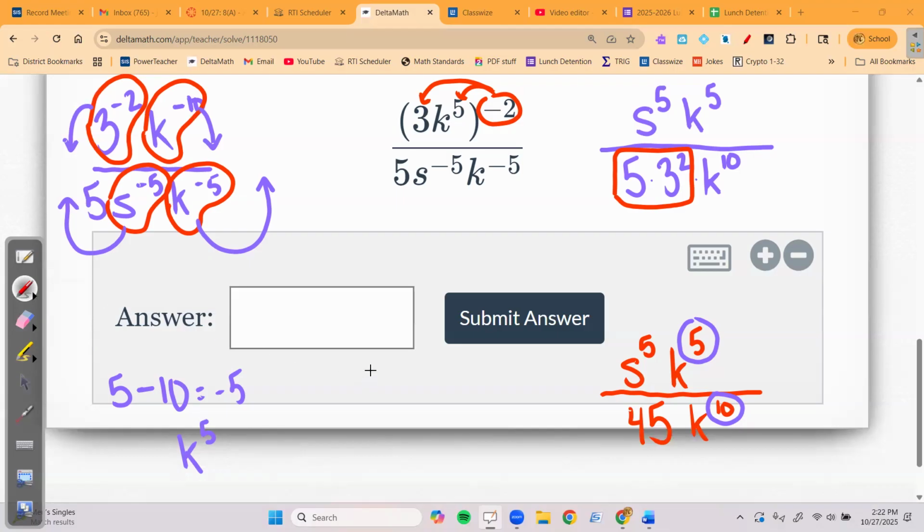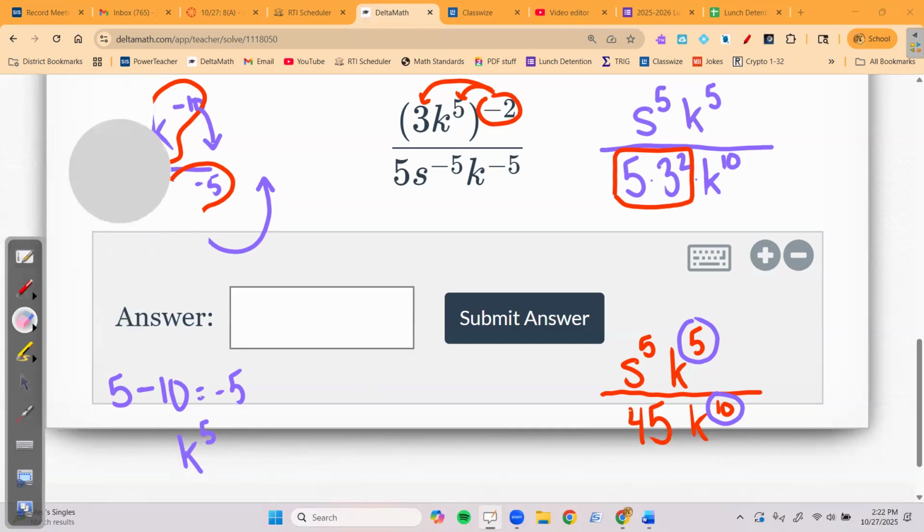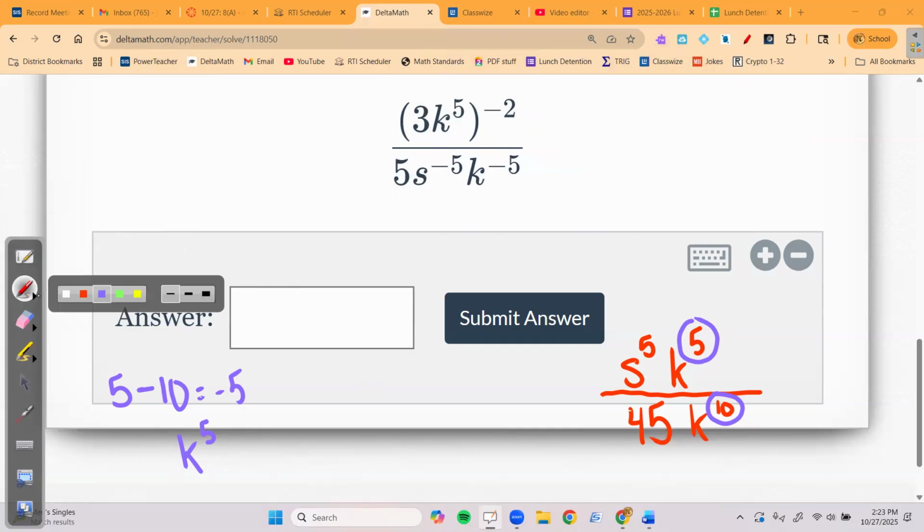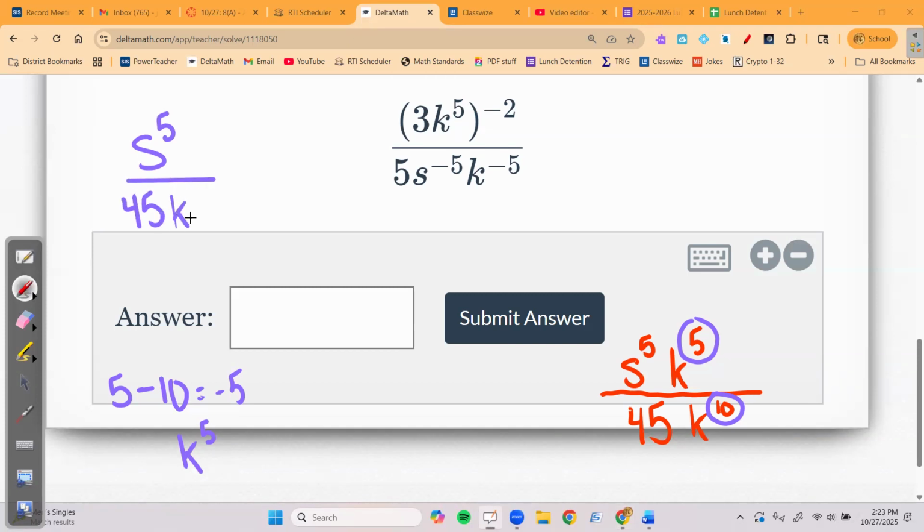My final answer is going to say, okay, I'm going to erase a bunch of stuff now because I've got some clutter going on up here on the board. So my final answer is going to have an S to the 5th on top. It's going to have a 45 on the bottom, and it's going to have a K to the 5th on the bottom like that. And I'm done.